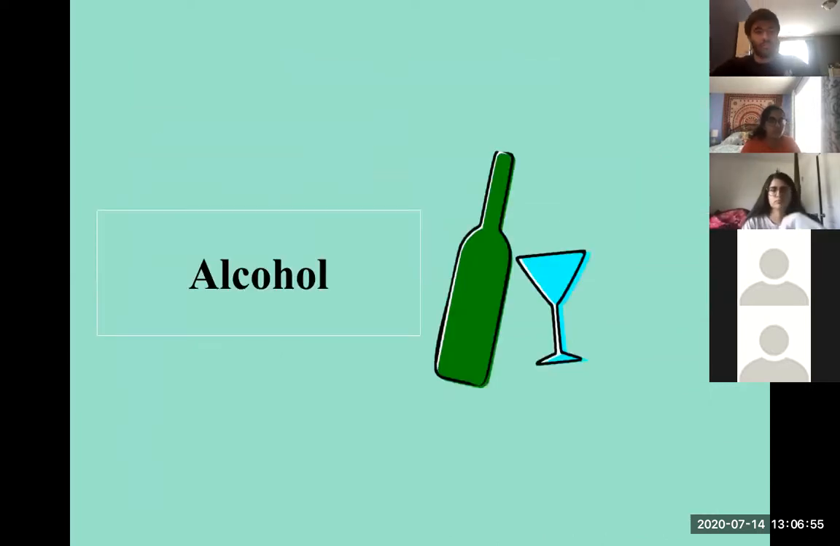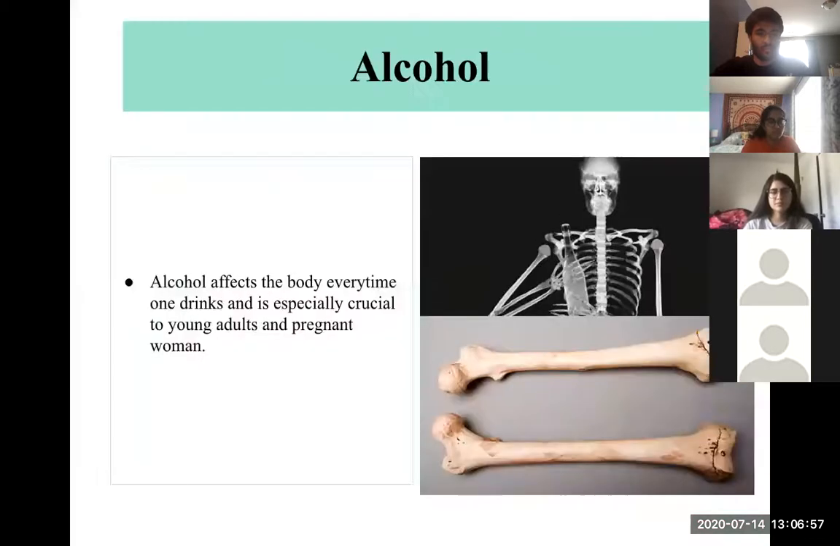So the first one we'll be talking about is alcohol. And so alcohol affects the body every time one drinks, and it's especially crucial to young adults and pregnant women, and that's why there's kind of a legal age on drinking, and also why doctors advise pregnant women not to drink during their pregnancy.